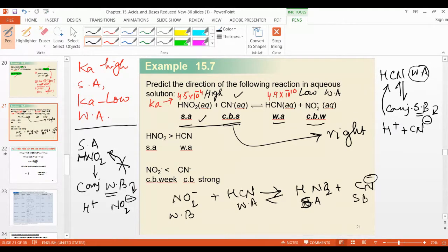So which direction does the reaction proceed now? If on the right side both are strong, a strong base and a strong acid, then does the reaction go forward or backward? Backward, go to the left. That reaction goes to the left because both are strong, right? So this is on the left side. Okay.